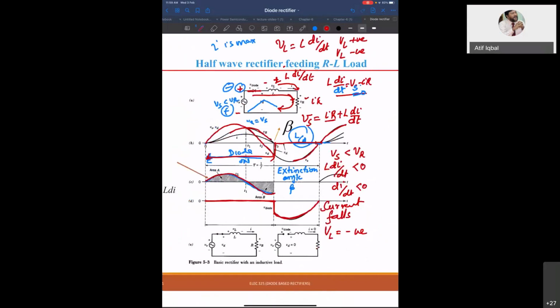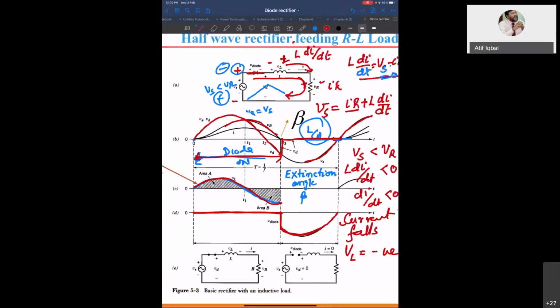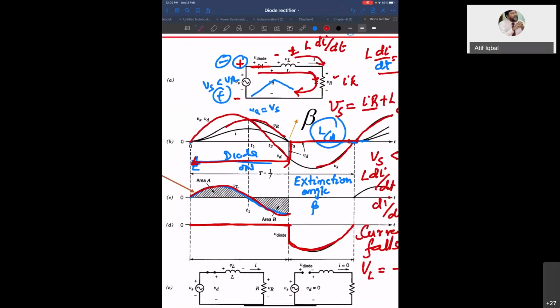Okay. So this is all about the discussion on the waveform of RL circuit. Because if you understand this clearly, then moving to RC circuit or RLE circuit and all this, it will be clear to you. So if you still have some confusion, please ask.